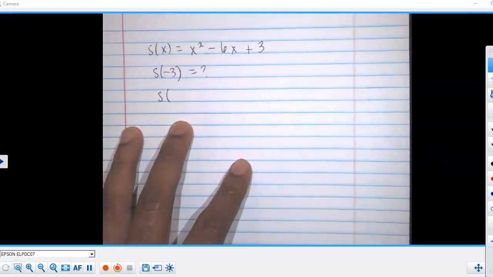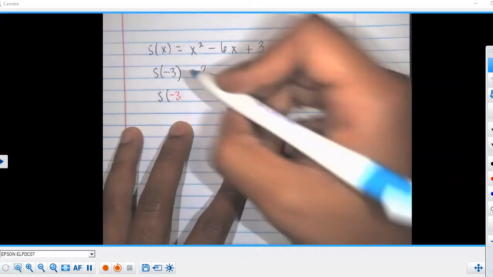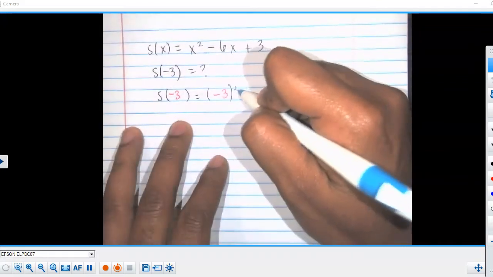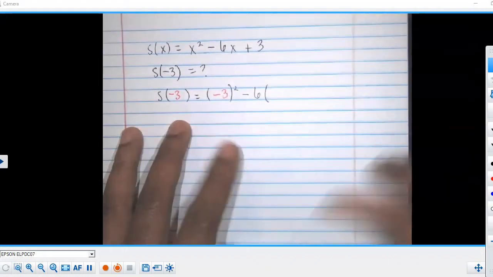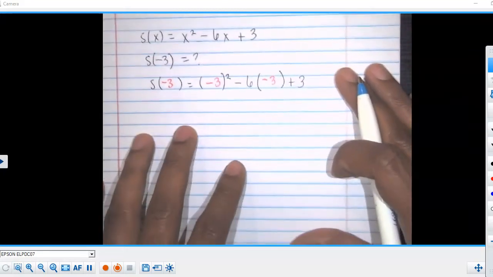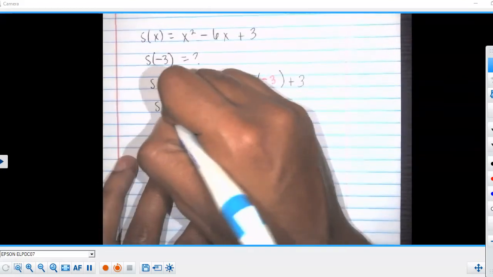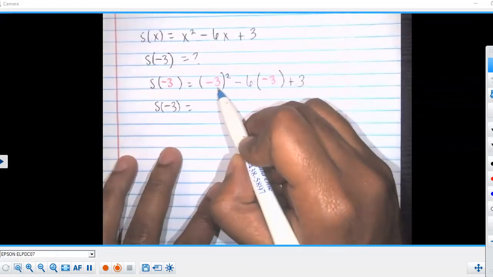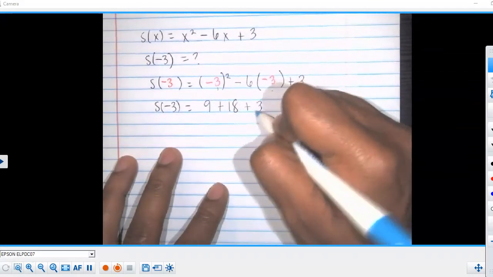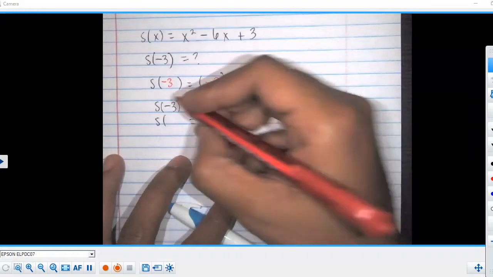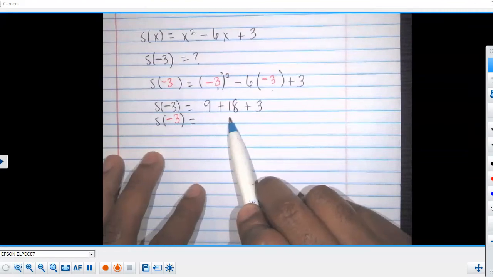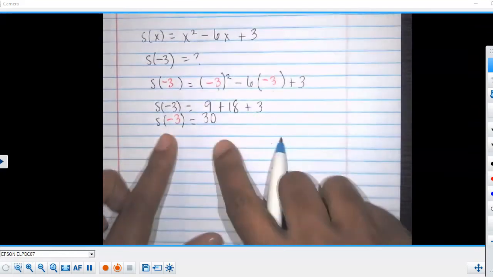S, open parentheses, I'm plugging in negative 3 for my x. Use parentheses, plug in negative 3, close it, square it, put a minus 6, open parentheses. So everywhere the x is in this function, we're plugging in negative 3, plus 3. I'm going to move super quick now. No calculator. I know that negative 3 times negative 3 is 9. I know that this is positive 18, and then plus 3. So s at negative 3 is going to equal, well, this is 27. 27 plus 3 is 30. Double check my math. So basically, that's the answer.